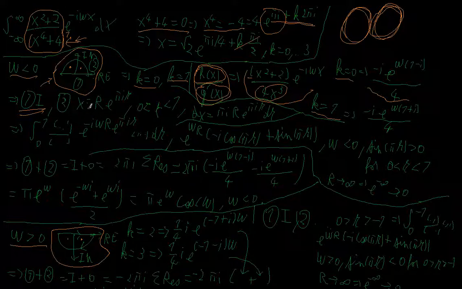And our second path, the circular path, as usual in the last two videos, we will let x be equal to r e to the pi i t, where t is between 0 and 1. Again, why? Because we are in the upper half plane, so we are rotating in this direction.